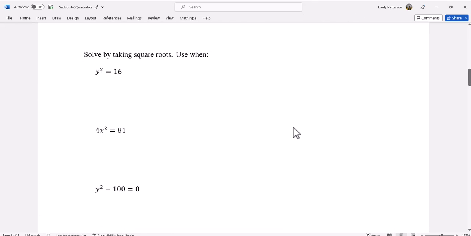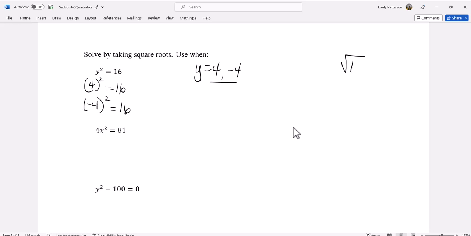Another way we can do it is by taking the square roots and completing the square. So when we have this equal, we know that if y squared is equal to 16, y is going to be equal to 4. But keep in mind, not only can y be 4, but y can also be negative 4. Because if I put this in, 4 times 4 is 16, but also negative 4 times negative 4 is 16. So my answer to problems set this way is the negative and positive version.